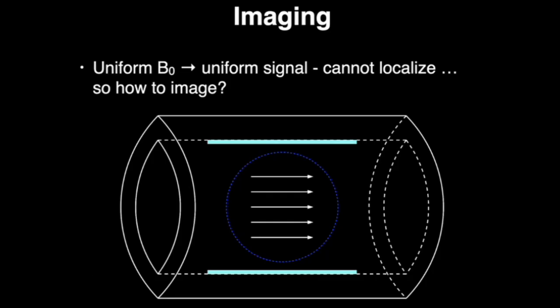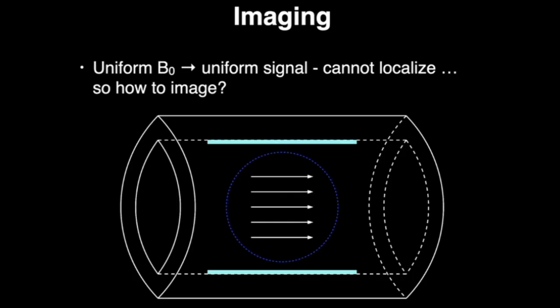Uniform to within parts per million is the spec we shoot for. The length of the arrows here shows nominally the strength of the field, so we try to have the field very uniform at the center of the magnet. But if the field across this volume is uniform, we have no way to tell, if we excite something here versus down here, where the signal is coming from.